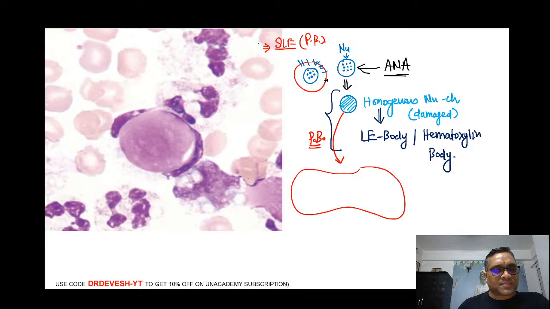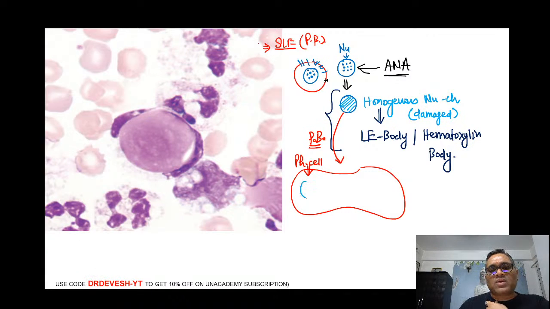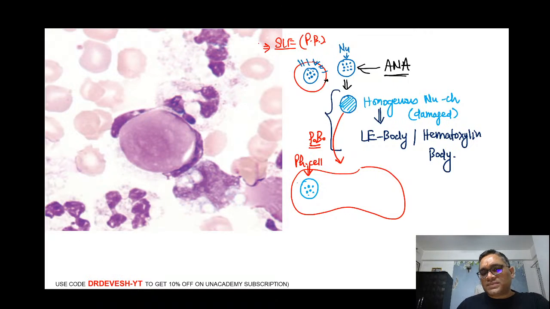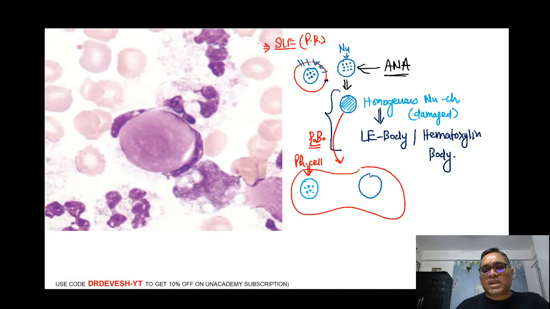Phagocytic cells. It can be a neutrophil, it can be a macrophage, anything, right? So this is the phagocytic cell, and I will show you the normal nucleus of the phagocytic cell, which is granular. So granular nuclear chromatin is the normal nucleus, right? So what is going to happen? Now this phagocytic cell is going to engulf this nucleus which has been damaged, meaning this LE body. The LE body has been engulfed by them.